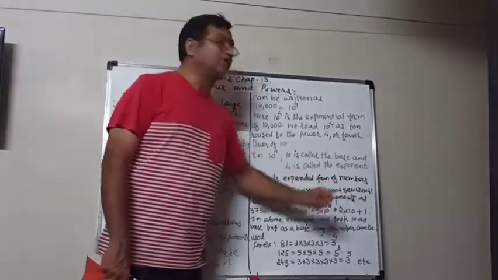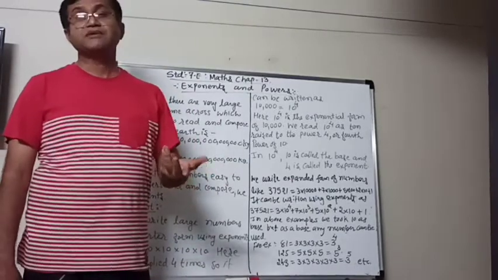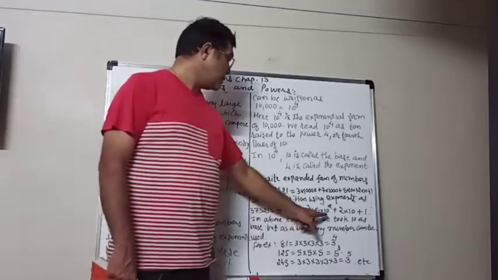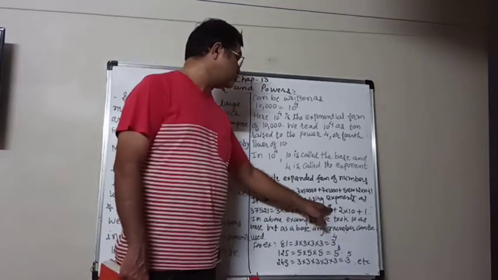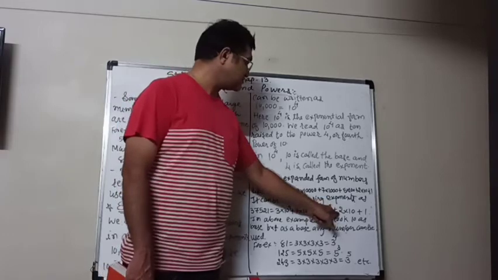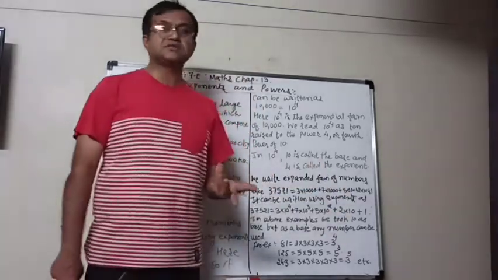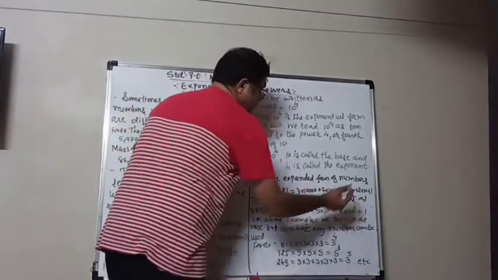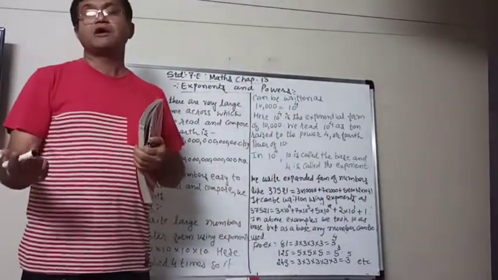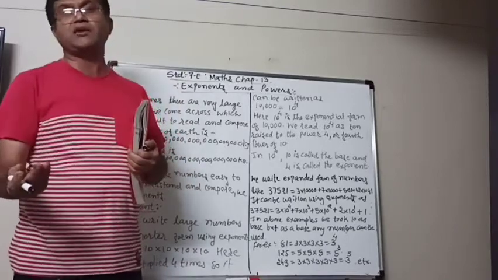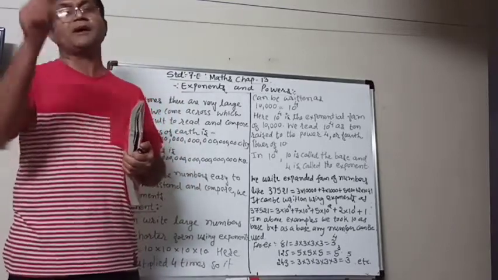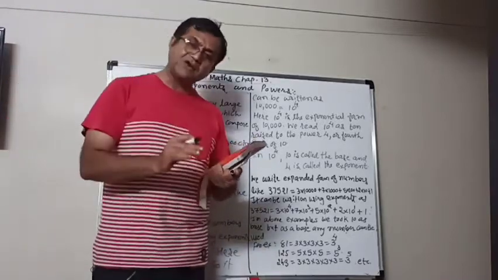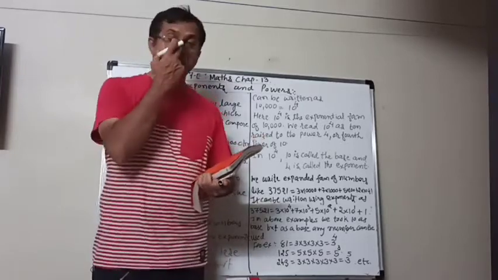Plus, we write down 5 into 100. 100 is 10 multiplied by 10. So how many power? 2. So we can write down 5 into 10 raised to the power 2. Plus 2 into 10. 10 is nothing, or you can write down power 1 also, because 10 is coming only one time. So if you write down 1 or if you don't write down 1, it is the same thing, because 10 raised to power 1 is 10 coming only one time, so it is 10.